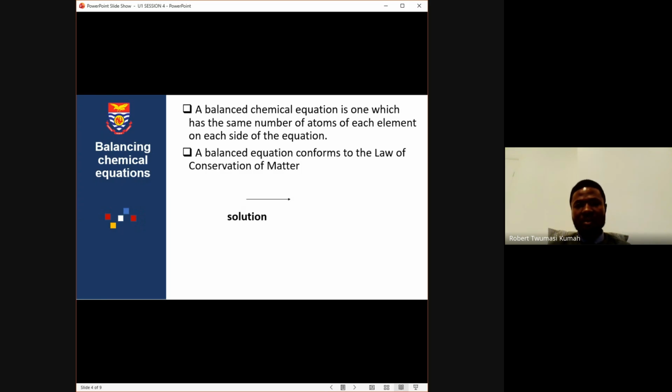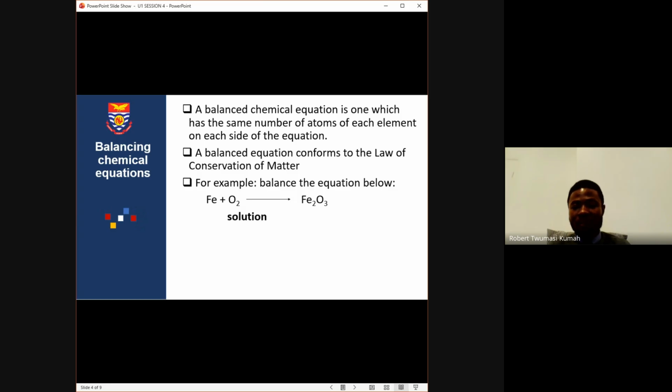So a balanced chemical equation is one which has the same number of atoms of each element on each side of the equation. The underlined words here are "same number of atoms," not same combination. Let's take note of that. Same number of atoms. So what it means is that if we have 5 iron atoms here and there are 5 iron atoms here, iron is balanced irrespective of how it is being combined or how it combines with any other element. We are not interested in that.